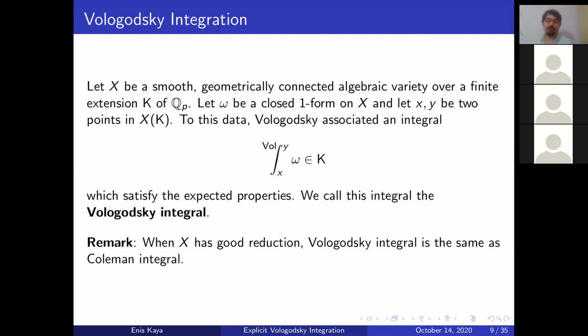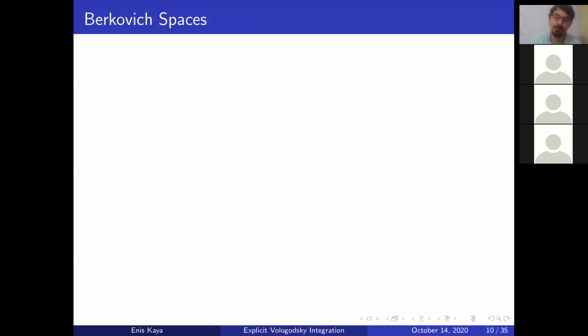The important part for us is that when X has good reduction, as we discussed in the introduction, the Vologodsky integral is the same as the Coleman integral. So, I mean, this is just a generalization. Okay, this is one integral. What is the other?